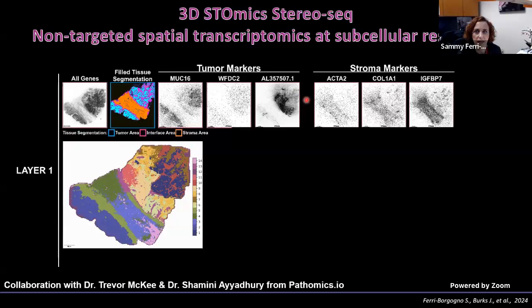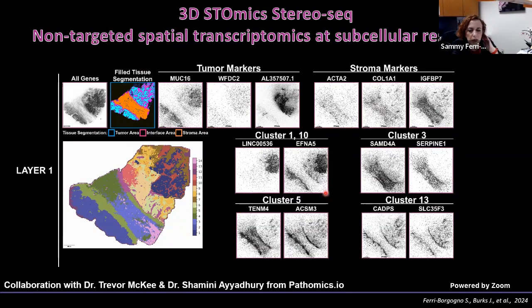In this case, AL357507 is a long non-coding RNA, and as you can see, correlates really well with the tumor areas and is not expressed at all in the stroma and very little in the tumor-stroma interface. And for the stromal markers, we identified IGF-BP7 as a marker that is overexpressed in the stroma area, but not in the interface or the tumor.